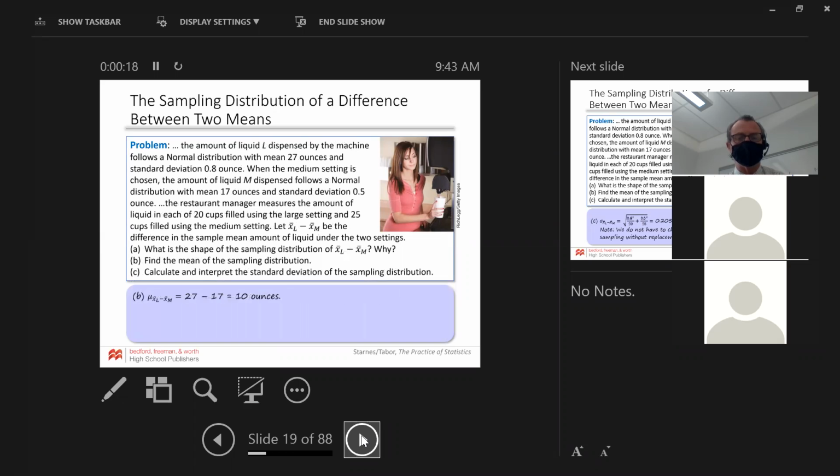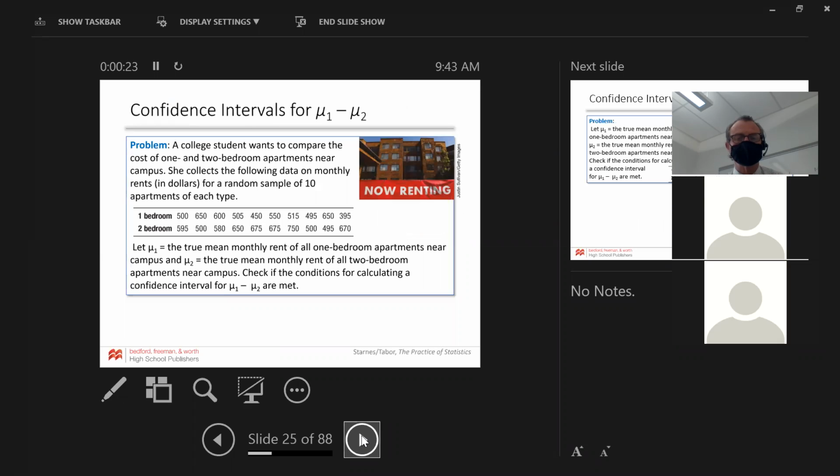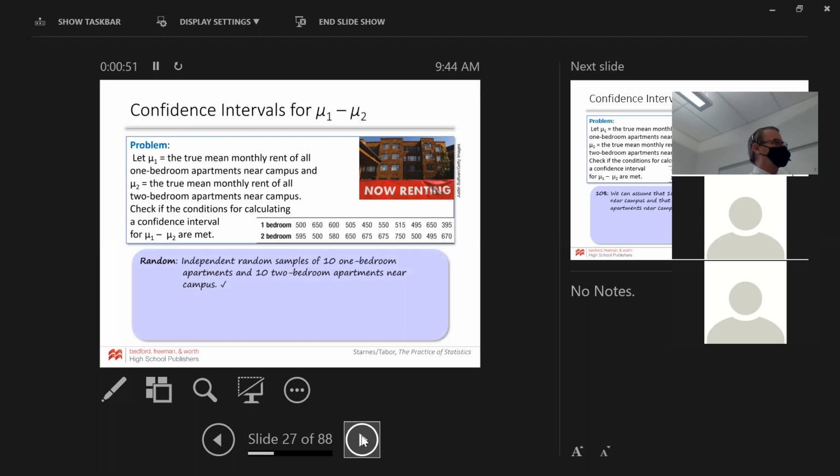So now we're at the apartment problem. Okay? So we're going to test to see if the differences are not 0. So they say, all right, let's check the conditions. So there's the data. And what would happen here? You would put 1 bedrooms in list 1 and 2 bedrooms in list 2. You got an SRS. So we got that. Tells us that's how they got the sample.